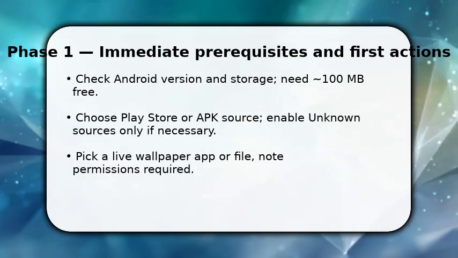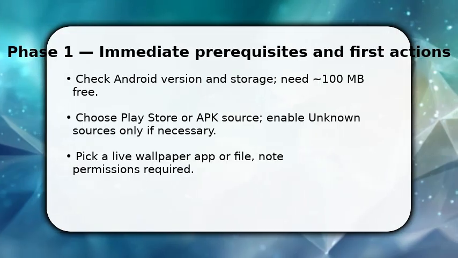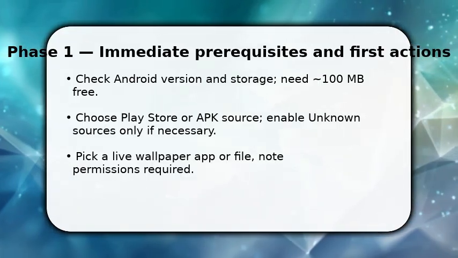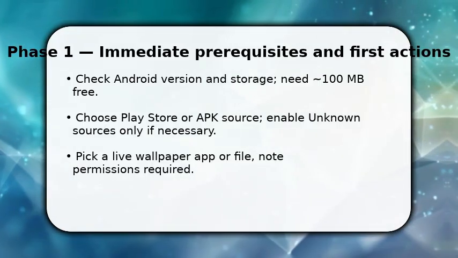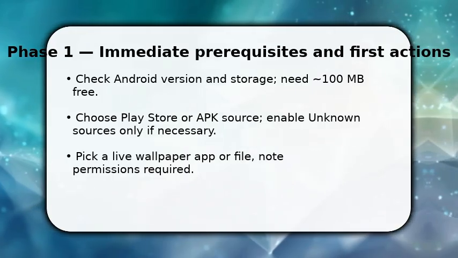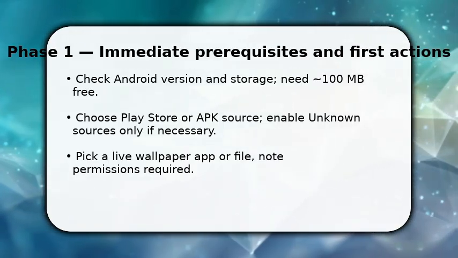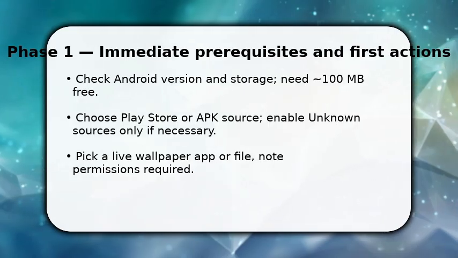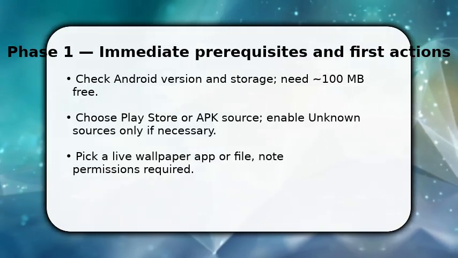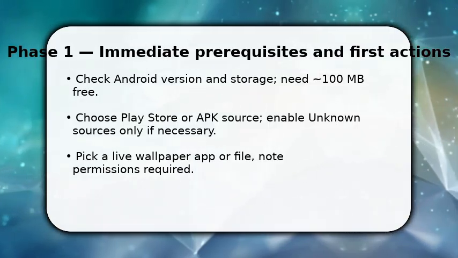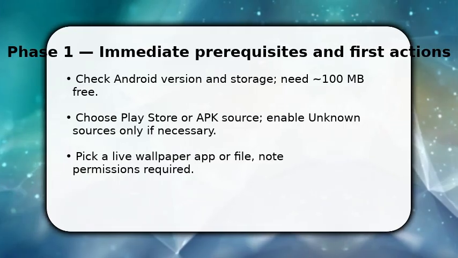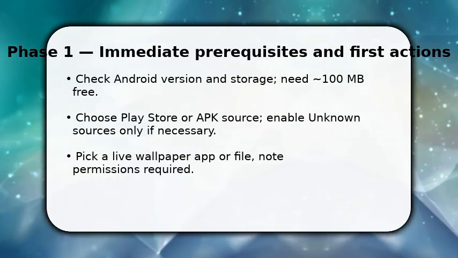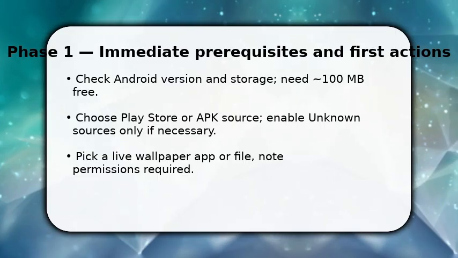You begin by confirming your Android version and freeing about 100 MB of storage. This prevents install failures. Next, open Google Play unless you have a trusted APK, because Play handles updates. Once there, search for a live wallpaper app, read permissions, and tap Install. You should install an app that matches battery and performance needs, because some wallpapers use more CPU or battery.